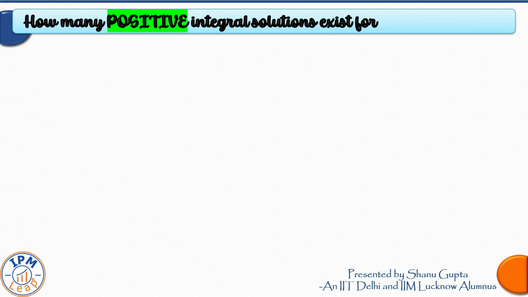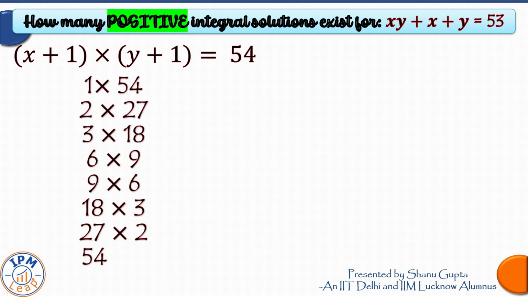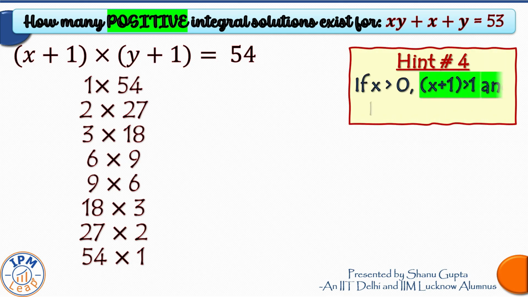Now sometimes we have a slight variation to our question that I would quickly discuss. Instead of integral solutions, if they ask you how many positive integral solutions exist for xy plus x plus y is equal to 53, how does our answer change? Well, the steps to solve the question are exactly the same, only we need to account for this additional constraint that x and y are greater than 0.